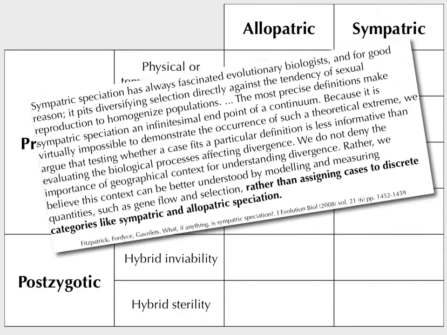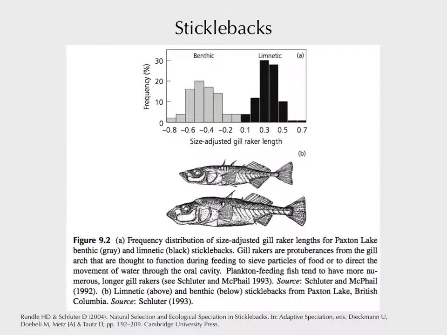Okay, let's get on. Any questions about that? Okay. One thing people have done is tried to look for sympatric speciation, because we know allopatric speciation happens. There's tons of evidence for it. And the question is, can sympatric speciation happen at all? Okay. Why might people care about that?